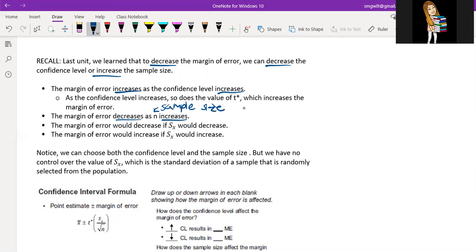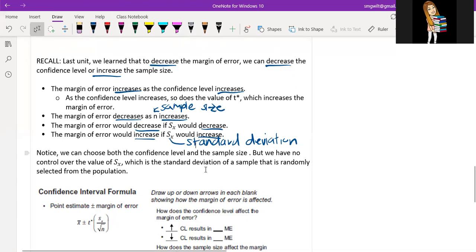The margin of error would decrease if the standard deviation would decrease. The margin of error would increase if the standard deviation would increase. So these happen proportionally. Notice that we can choose both the confidence level and the sample size, but we have no control over the value of the standard deviation because it's randomly selected.